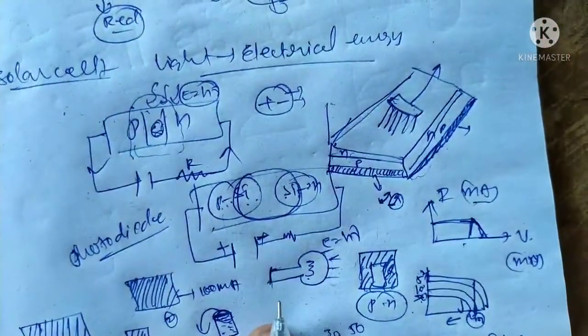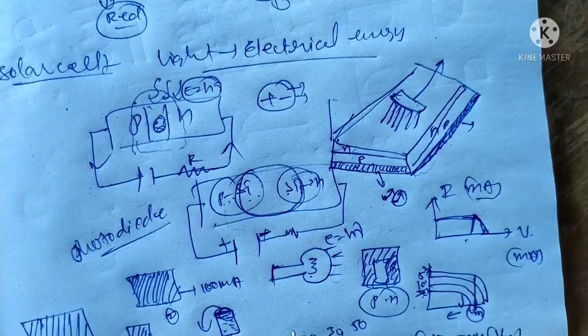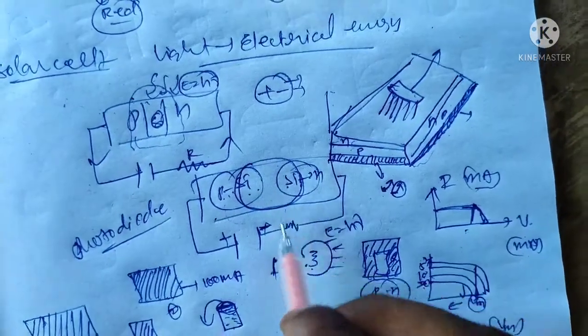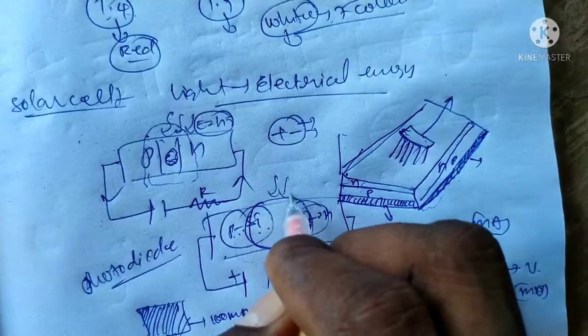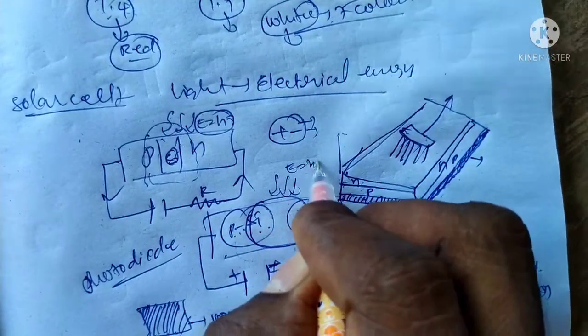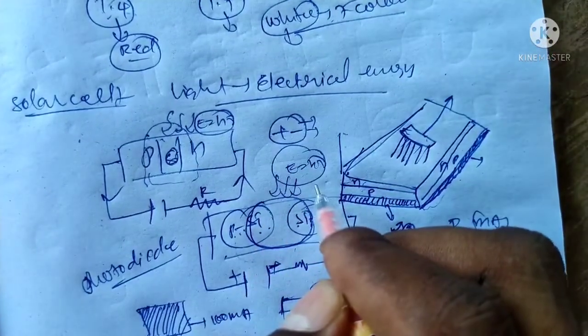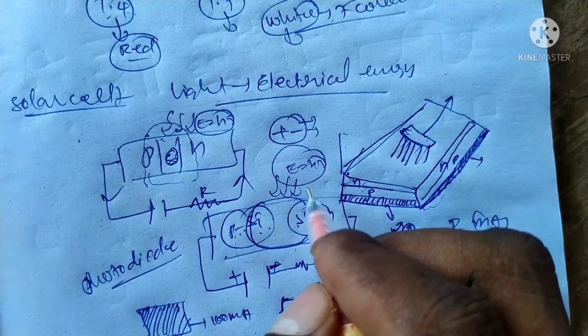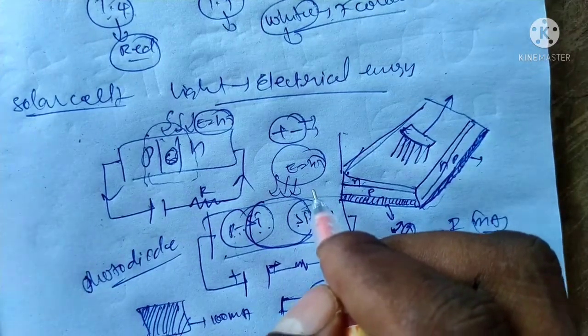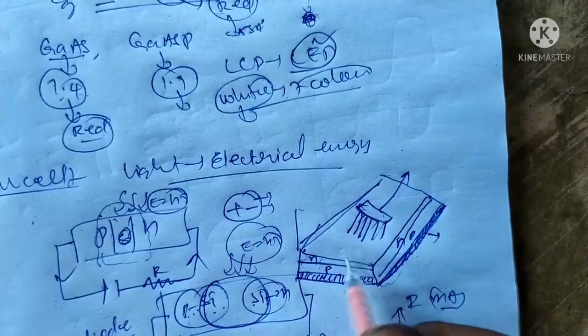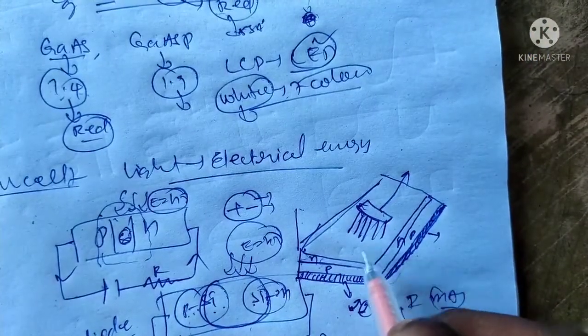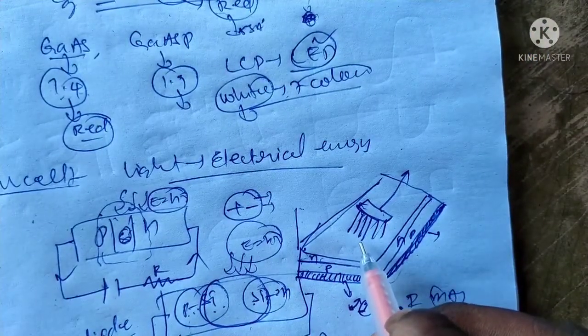Here is the diagram. When light falls on a p-n junction diode or depletion layer, the energy is equal to hν. We want to explain what is happening in the solar cell diagram.